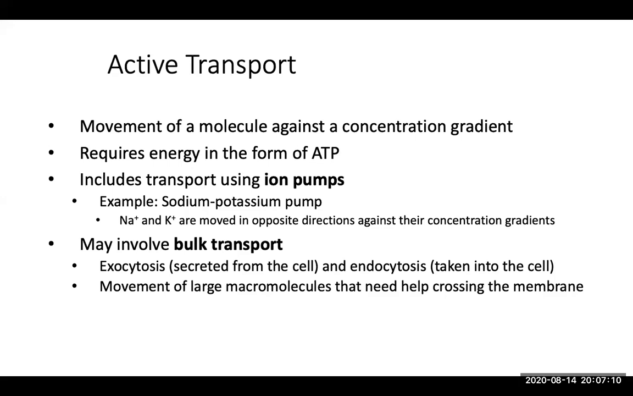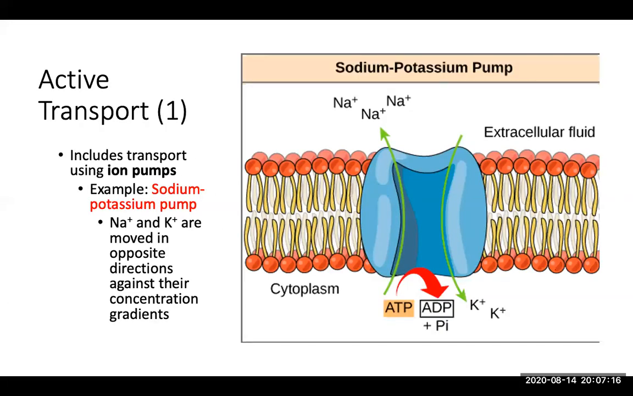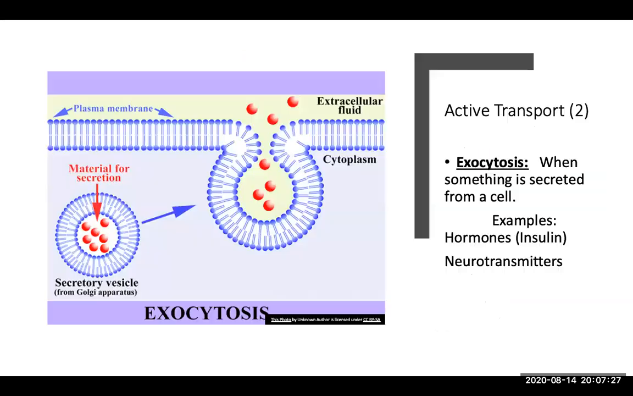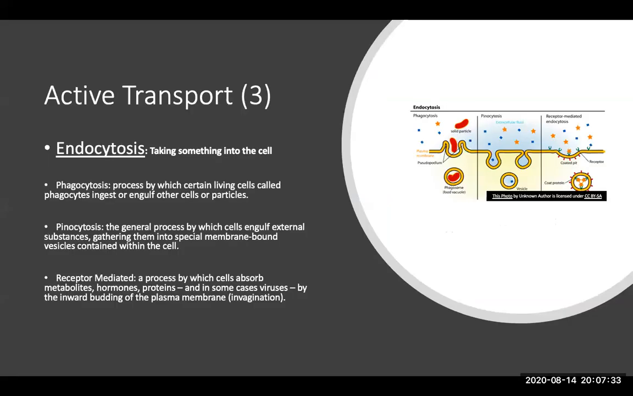Another example of active transport could be bulk transport, which is exocytosis and endocytosis. Here's the sodium-potassium pump, moving sodium and potassium against their concentration gradients. You'll learn a lot about this in physiology when you talk about action potentials. Here's exocytosis, which is secreting something out of the cell. And endocytosis is taking something into the cell.